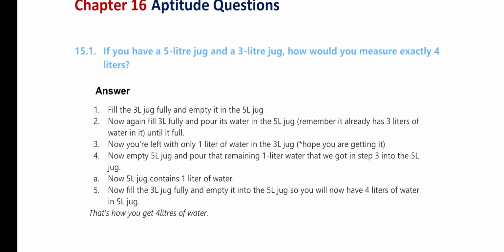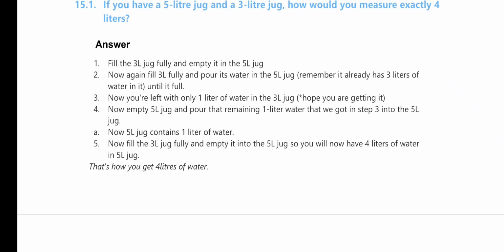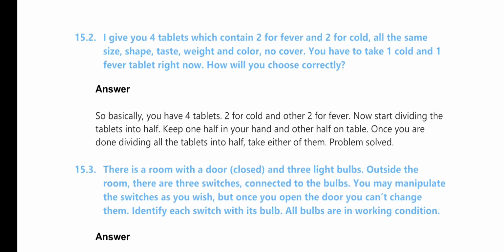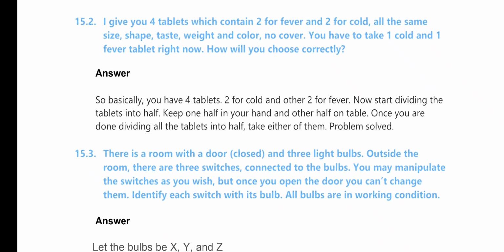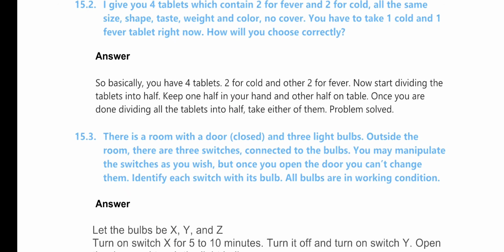Okay, if you have a 5-liter jug and a 3-liter jug, how would you measure exactly 4 liters? Okay, a tricky question. I gave you 4 tablets which contain 2 for fever and 2 for cold. All of them are the same size, shape, taste, weight and color, but no cover. You have to take one cold and one fever tablet right now. How will you choose correctly?